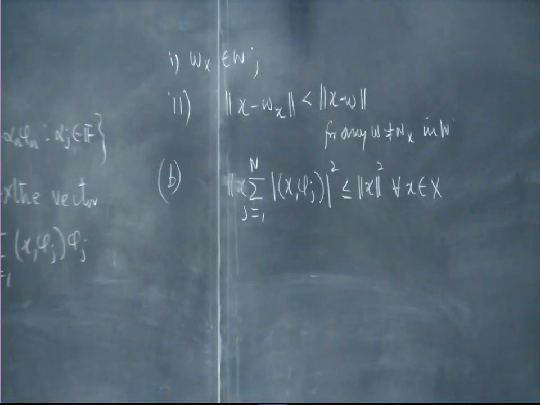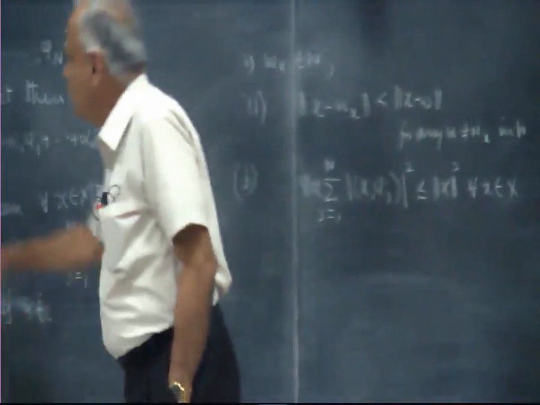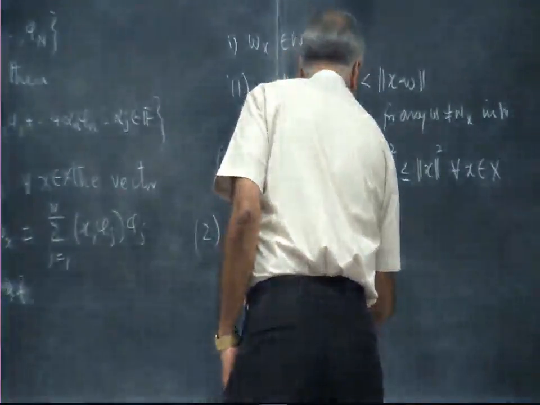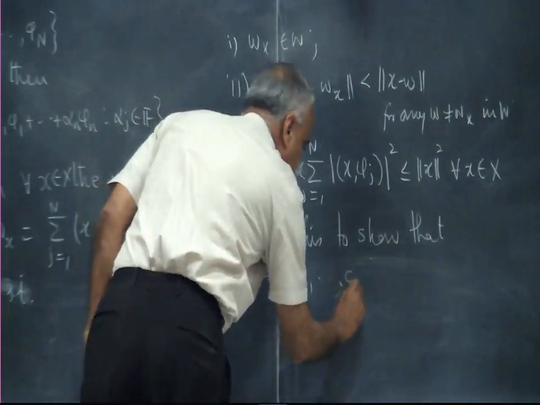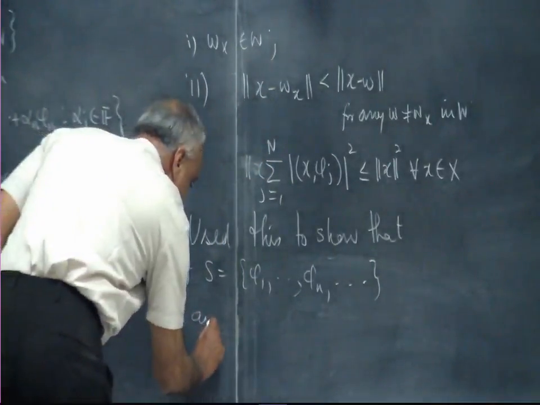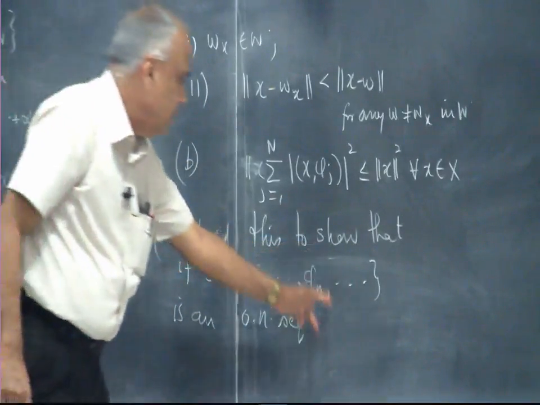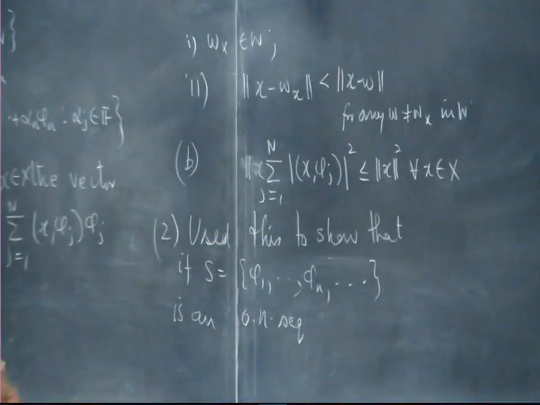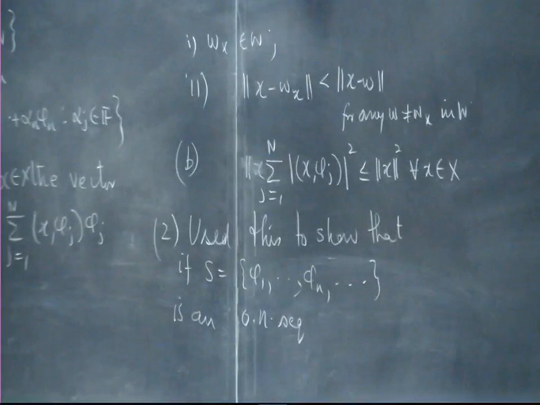These are the two things that we observed, and then using this we extended it to a sequence of orthonormal vectors. So the next thing that we observed, two, is that we use this to show that if S equal to phi 1, phi 2, up to phi n, and so on, is an orthonormal sequence, then truncate it at n. For that n this inequality will be true, because for any finite set that inequality is true. So the partial sums of the series are bounded above. It is monotone non-decreasing, because everything is non-negative. So it will converge.